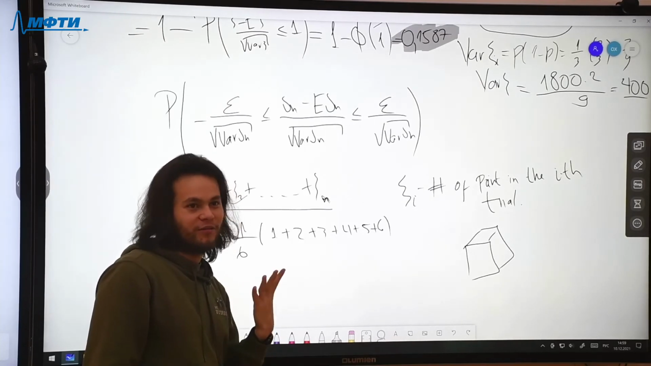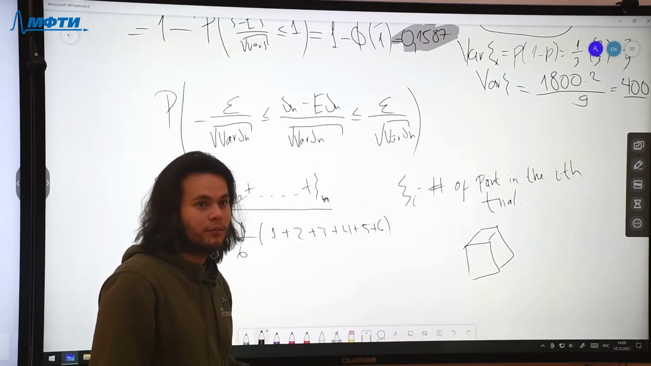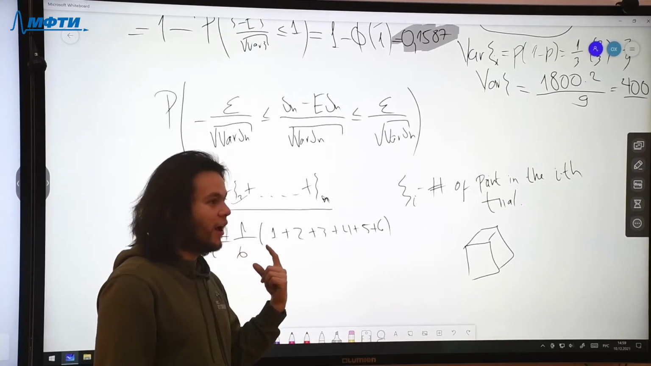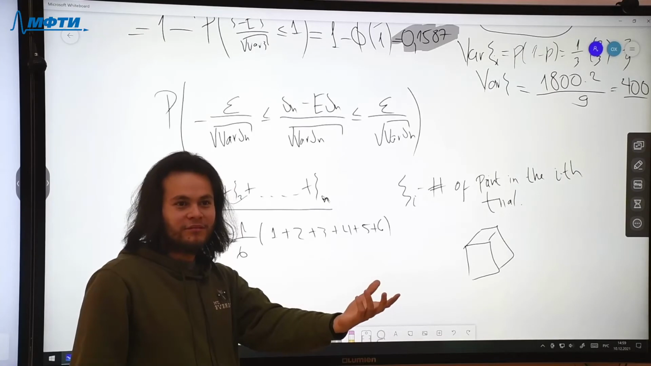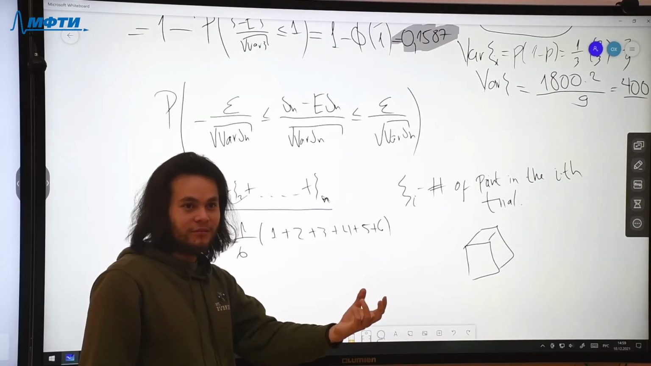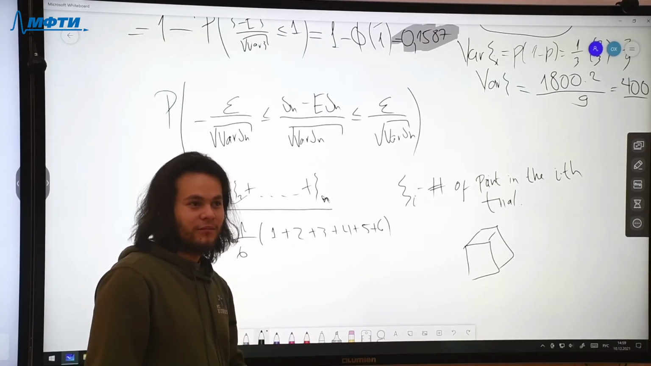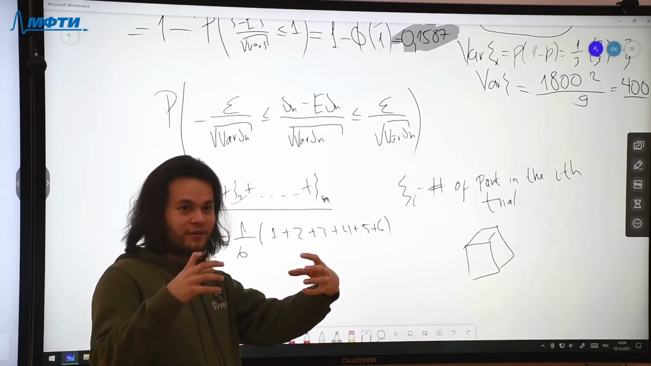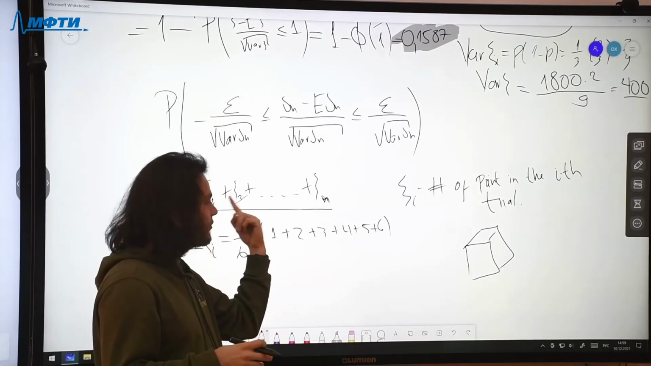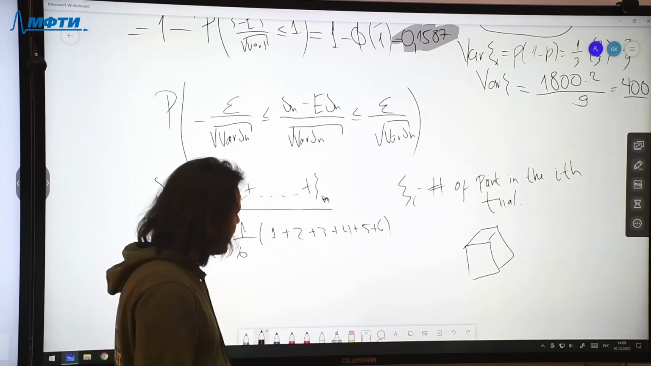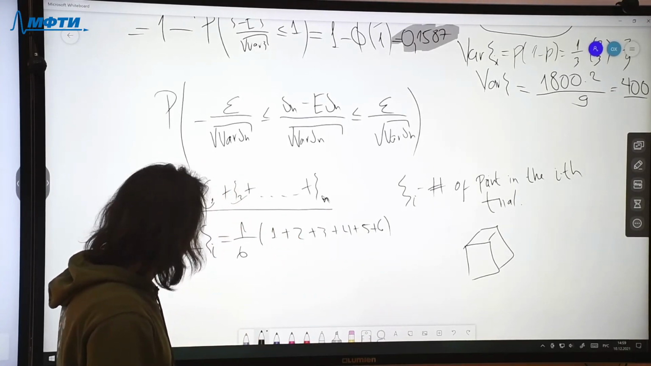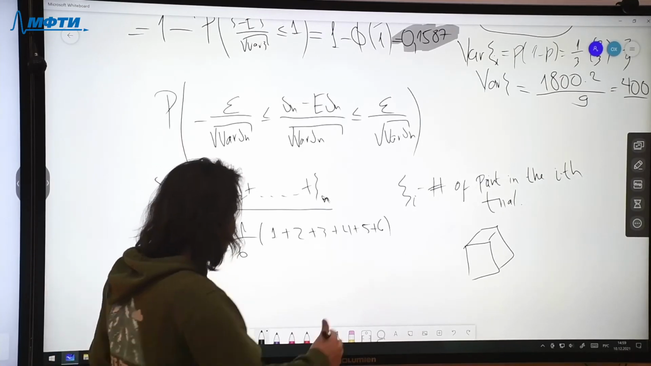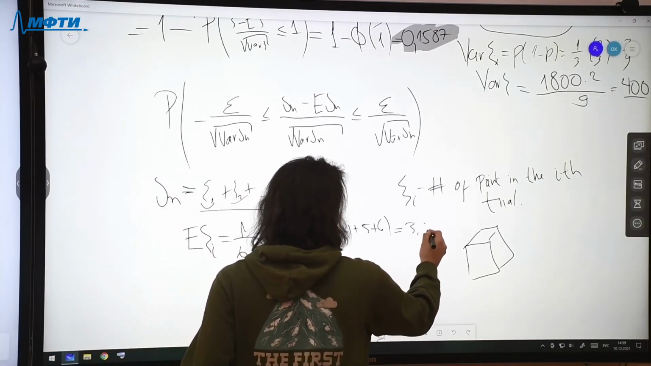Xi i is what number you get. Then you throw a second die, and then you sum up the values, right? Okay. So the expected value of xi i, I think this is 3.5.